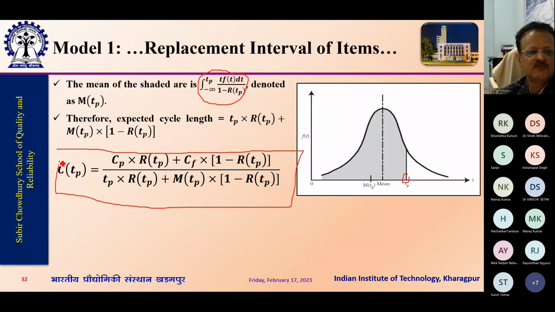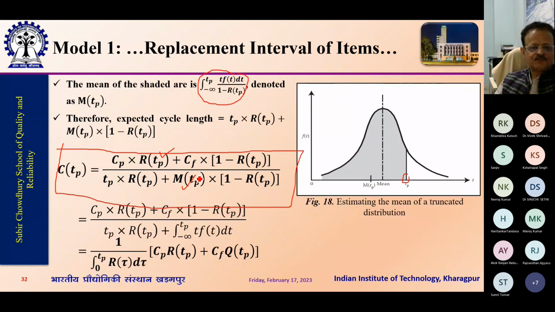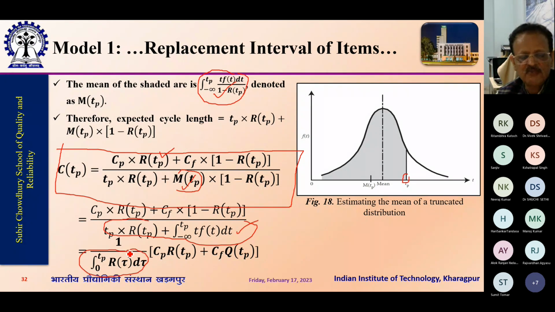This is the final equation, which of course becomes complicated based on the reliability function and the MTP function. If you open this slide, write the value of this and solve it out, let's simplify it, you will get this. The entire equation turns into the denominator, the same as you have done earlier, and CP, R of TP, and CM.